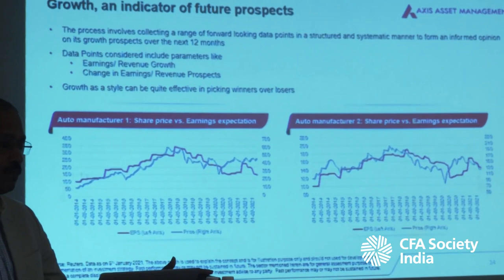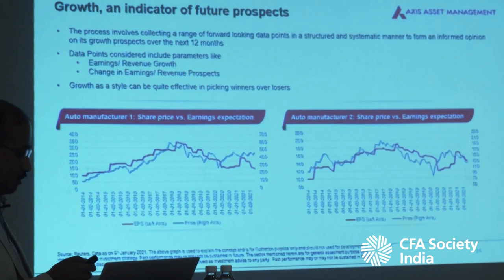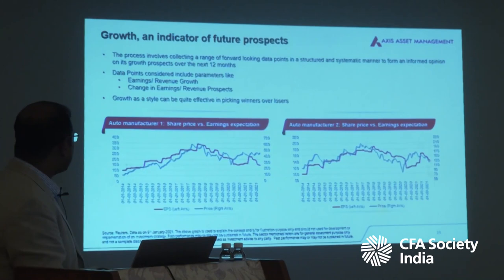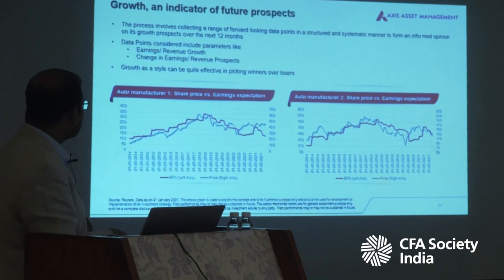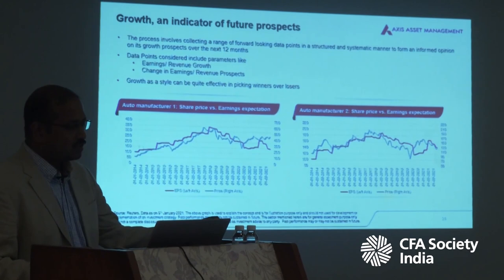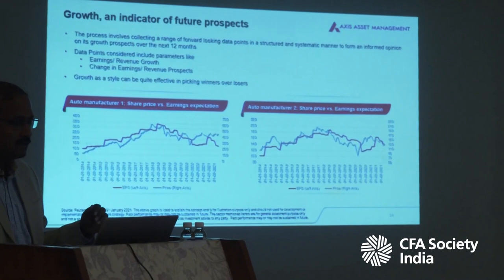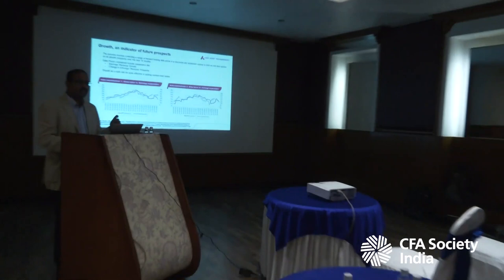So case in point, I have two charts here. Both are auto manufacturers. And you can see the line in maroon is essentially expected EPS of the company over the next 12 months. And the gray line is the price of that stock. The same thing on the right-hand side. Two things you notice is that essentially there is a good correlation between the trend in EPS and the price trend across both these charts. And the other thing you notice is that essentially the EPS of the stock itself is not stagnant.